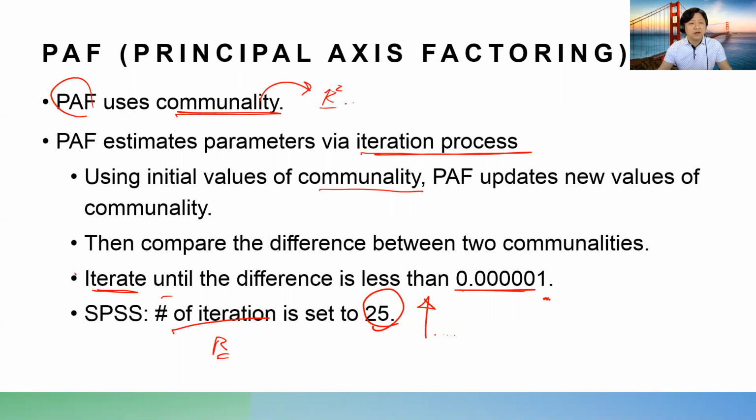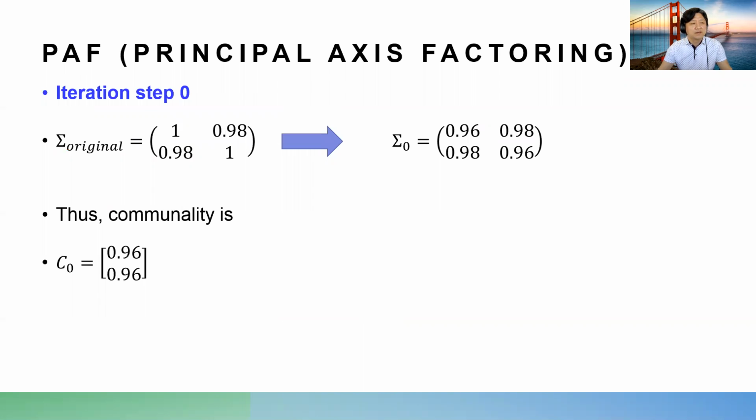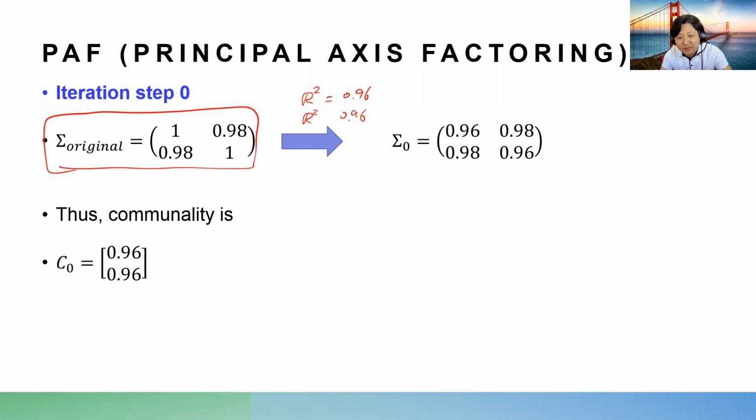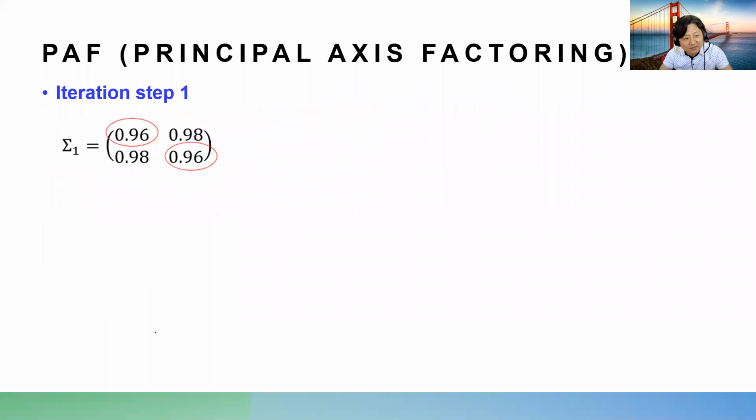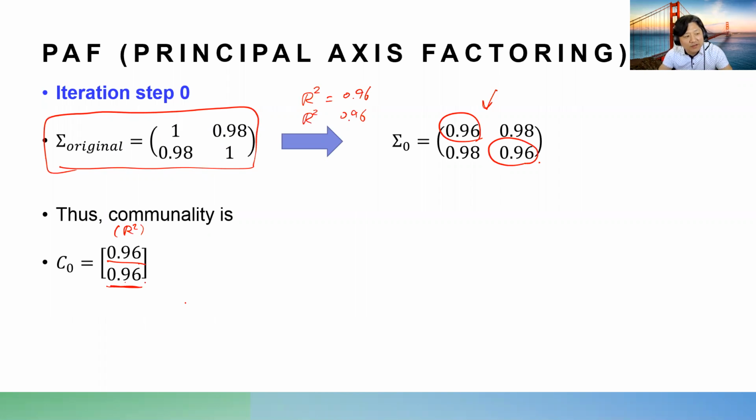Let's talk more about this process. All right, iteration, we have 14 minutes, I think. You need to listen carefully because it's pretty confusing. This is our original correlation matrix, right? We start from there, and then we get the R square. The R square was 0.96 and 0.96. Then we replace it, so this is our initial covariance matrix. This R square is called commonality, 0.96, 0.96. Okay, so iteration step 1. This is iteration step 0.